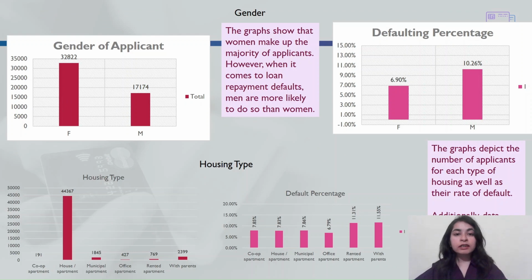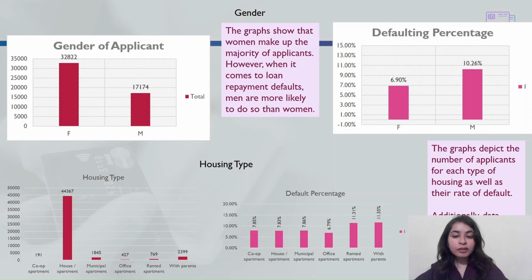If we see it from a gender point of view, we can say that females have less chance of defaulting in loan repayment in comparison to males, and also our applicants are high from the female group.